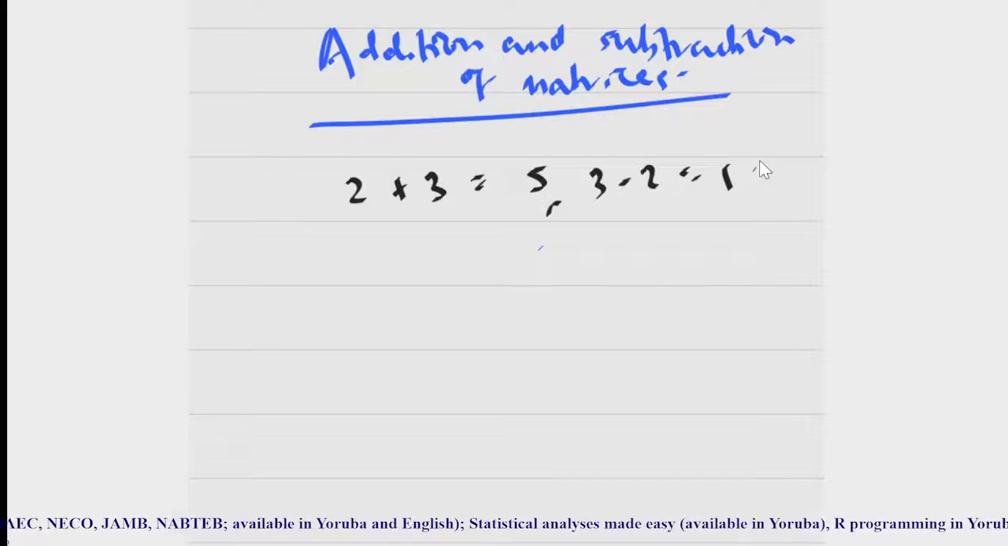The first condition is that the two matrices you want to add together must be of the same order. That is, they must have the same number of rows as well as columns. Once you are able to establish that these two matrices have the same order, like I explained in the first video, then you can easily add them together. Then you add the corresponding elements together. You understand now? This is what I'm trying to say.